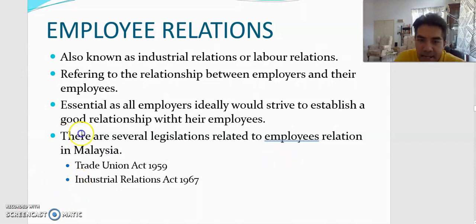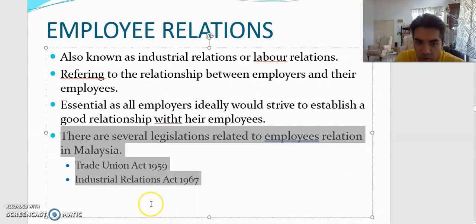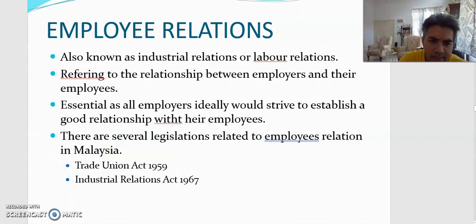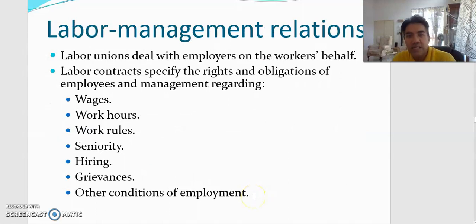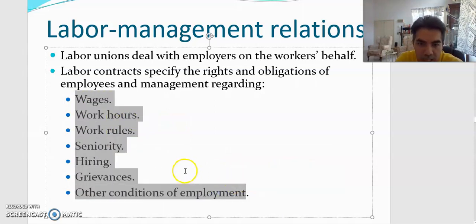And then it is governed by some of the acts in the Malaysian context, for example the Trade Union Act as well as the Industrial Relations Act. But these elements, you are going to discuss later on as you go along in semester 2 or semester 3 in the future, insyaAllah. So these are some of the issues discussed in labor management relations: for example, wages, work hours, work rules, seniority, hiring, grievances, and other conditions of employment.